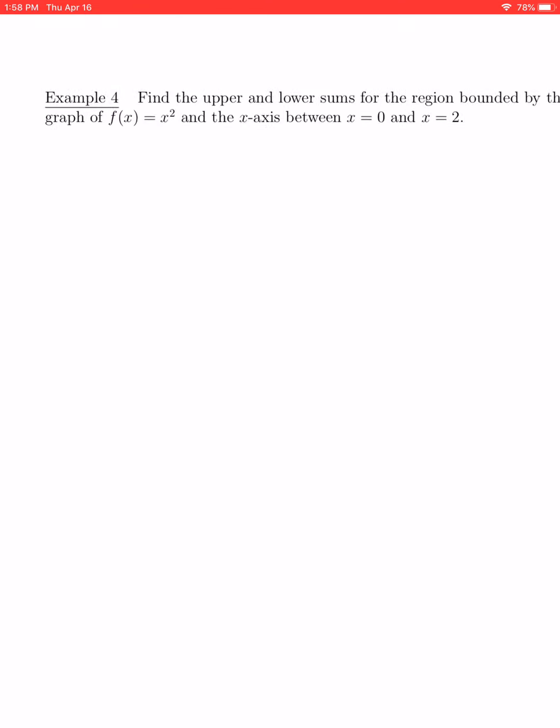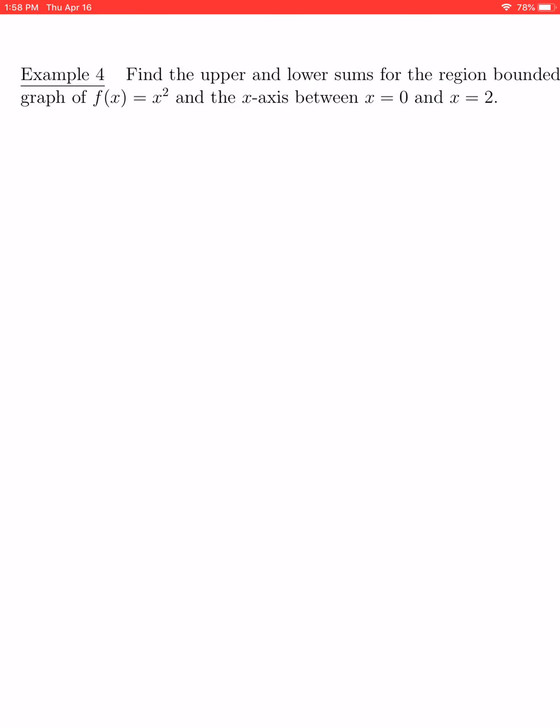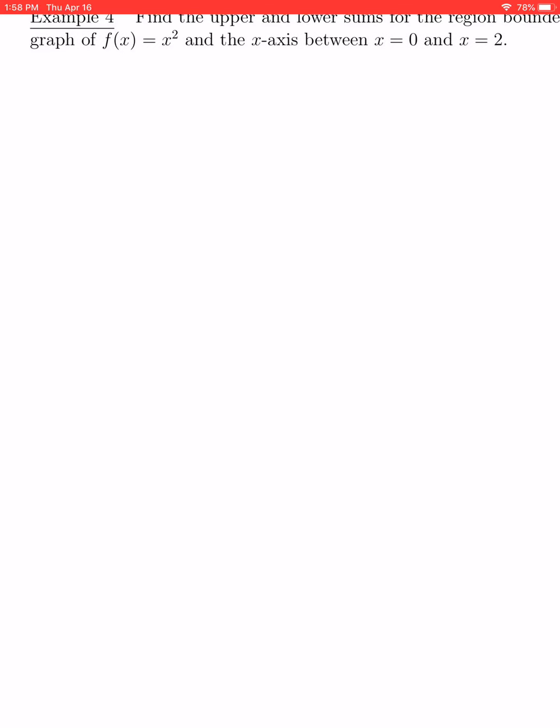Let's take a look at example 4. They ask us to find the upper and lower sums for the region bounded by the graph of f of x equals x squared and the x-axis between x equals 0 and 2. In order to get a start on this problem, let's go ahead by graphing it.